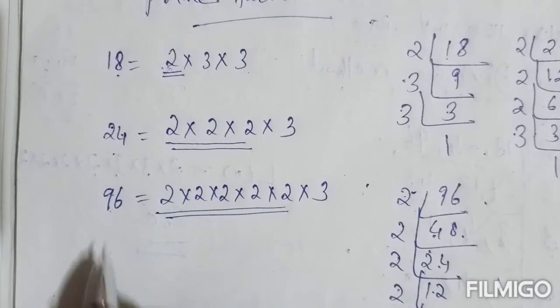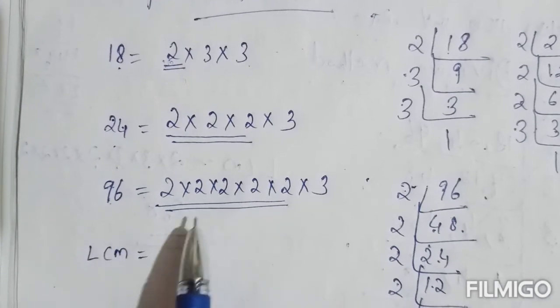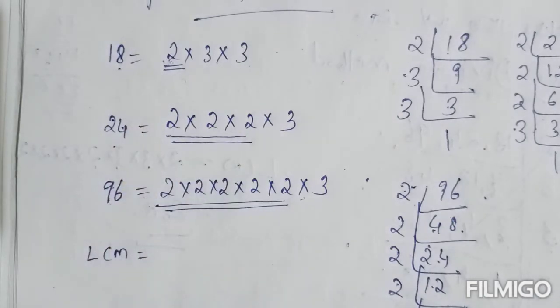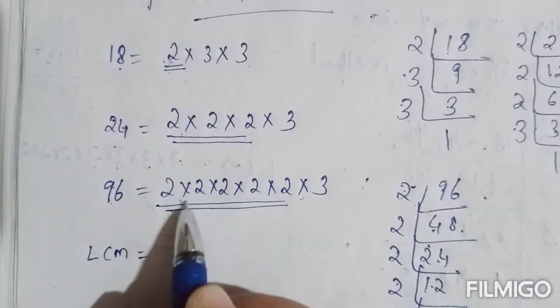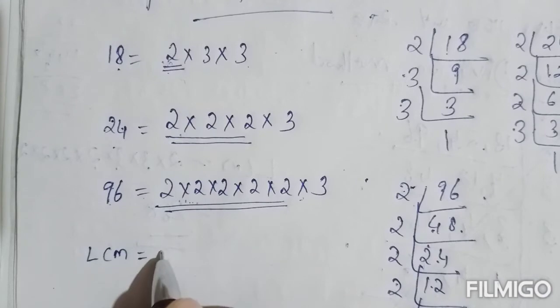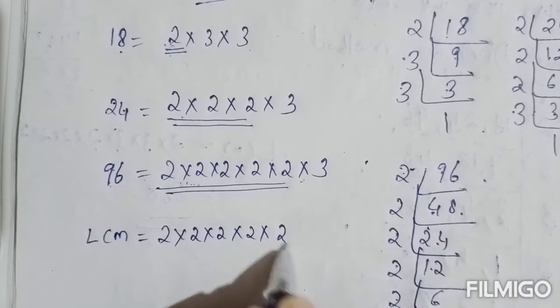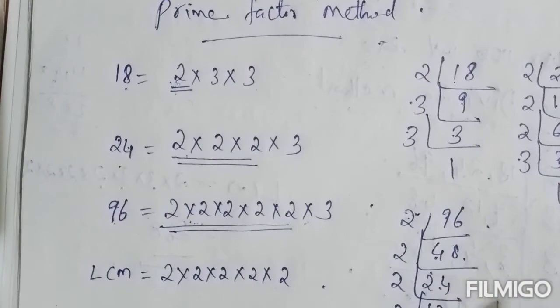So in order to find the LCM, you have to take the higher number. How many times 2 is coming more, that you have to select. Here 1 time 2 is coming, 3 times, 5 times. So you have to select 5 times. Okay, for finding LCM, 2, 5 times you have to take.